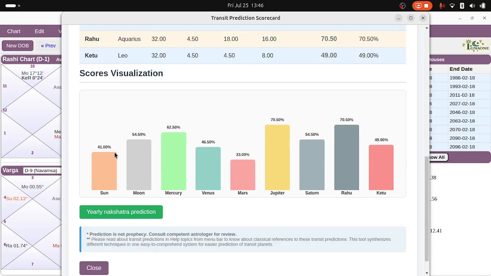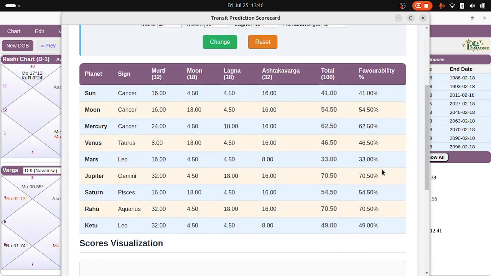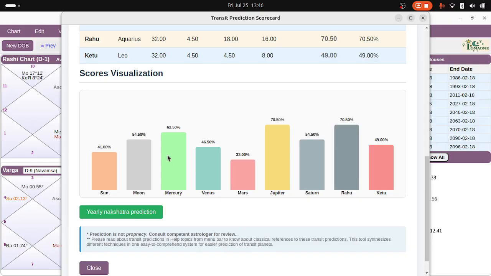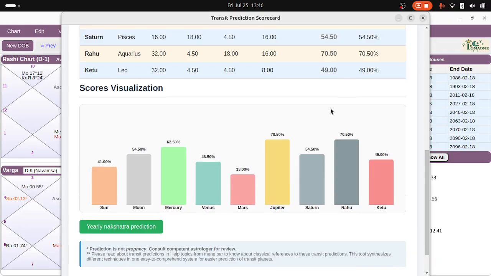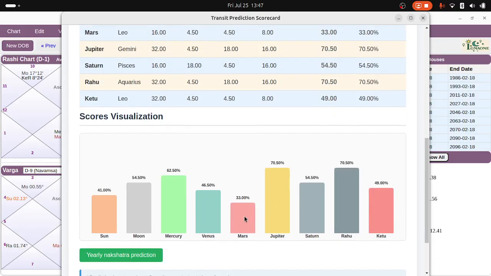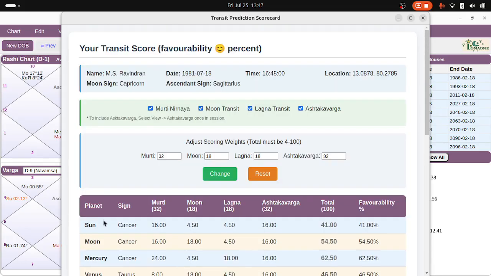Now this is one more. So you can see that for this person, Jupiter is very favorable, and Rahu is also favorable. Saturn is average. Ketu is just average for this person. Mercury is pretty favorable, fairly favorable. Mars is not favorable. Sun is not favorable for this month because they are smaller planets.